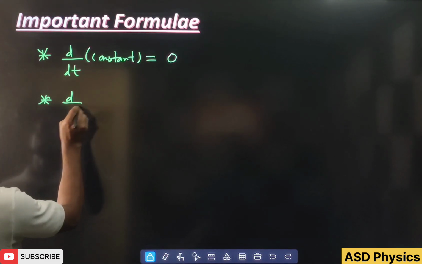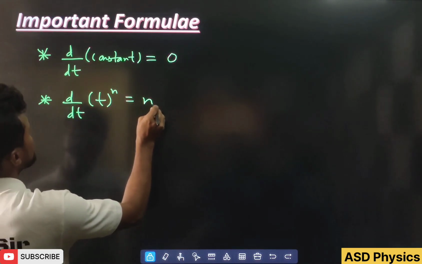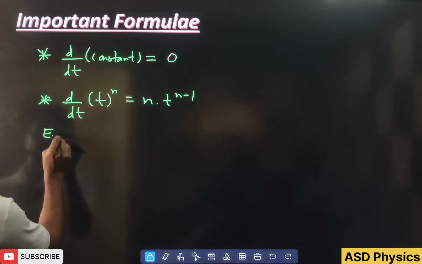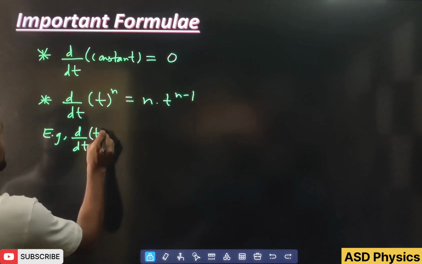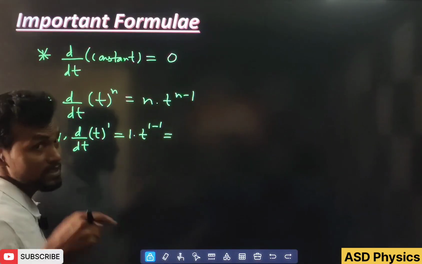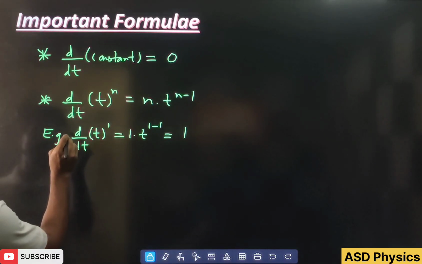If at any time it is given, see the formula I am writing: d by dt of t to the power n equals n t to the power n minus 1. And if I write an example, let's take d by dt of t. That means t power 1, so 1 into t power 1 minus 1, t power 0 means 1. So 1 into 1 means how much here? 1. Okay, so this is one thing.